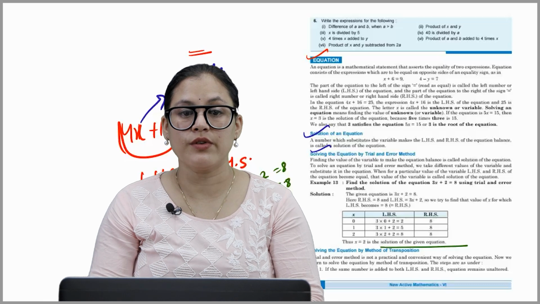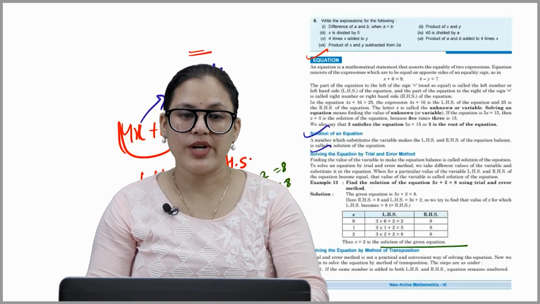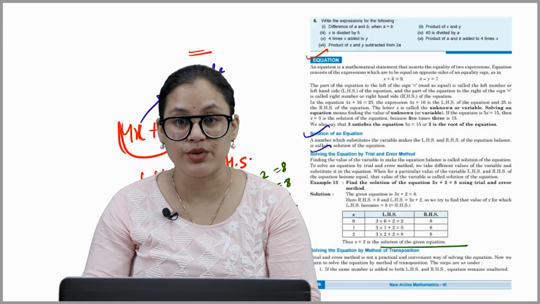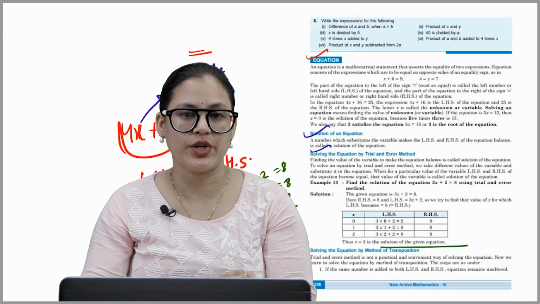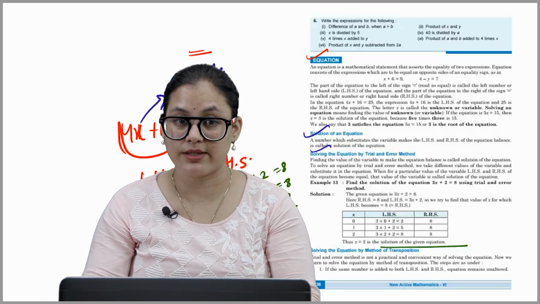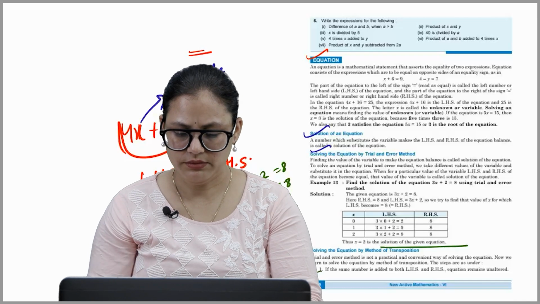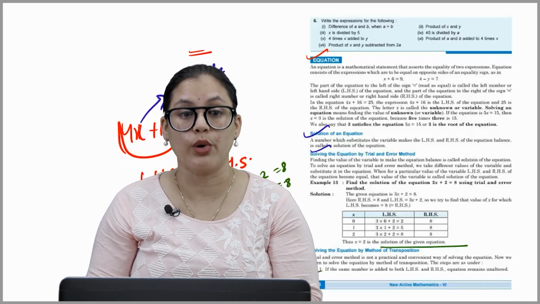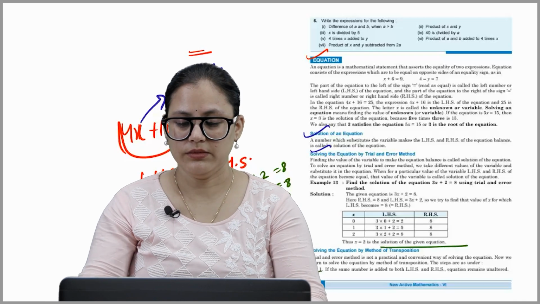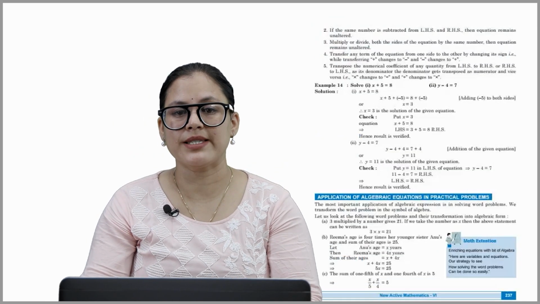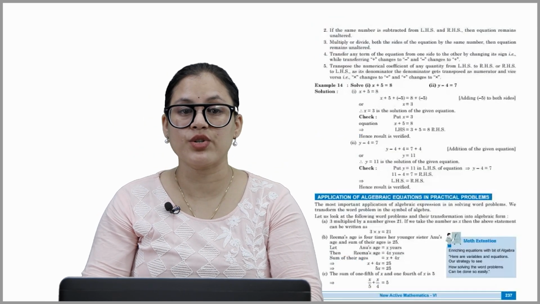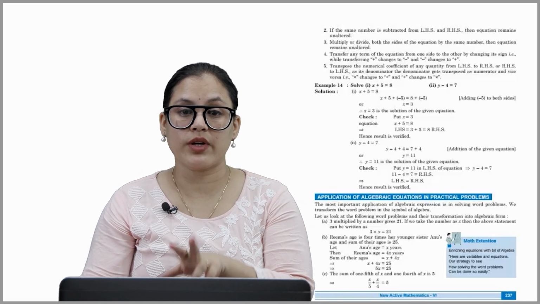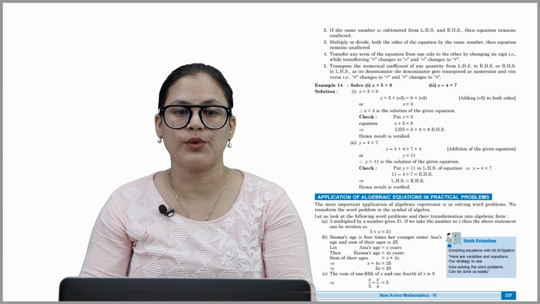Solving the equation by the method of transposition. The trial and error method is not a practical and convenient way of solving an equation. Now we learn to solve the equation by the method of transposition. The steps are as under. Number 1: If the same number is added to both LHS and RHS, the equation remains unaltered. Number 2: If the same number is subtracted from LHS and RHS, then the equation remains unaltered. 3: Multiply or divide both sides of the equation by the same number, then the equation remains unaltered.